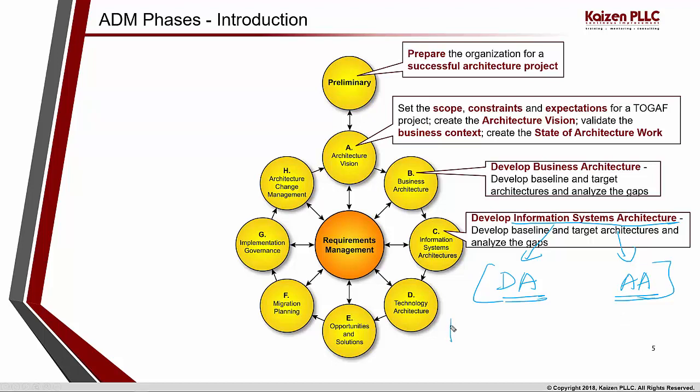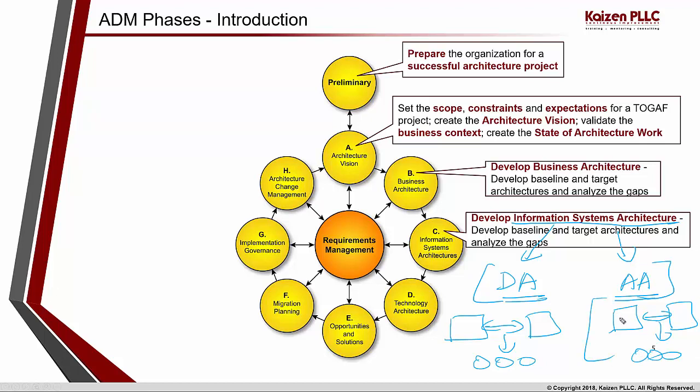For data, you identify the baseline, the target. For application, you identify the baseline, the target. You perform the gap analysis. You identify the gap. You identify the roadmap components. You document all the details. Get it reviewed with respective stakeholders who belong to data architecture and application architecture, and then document it as part of the architecture definition document.